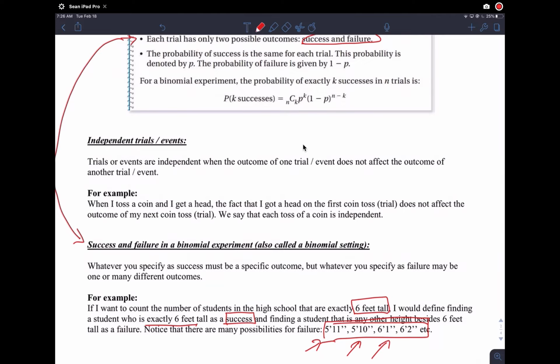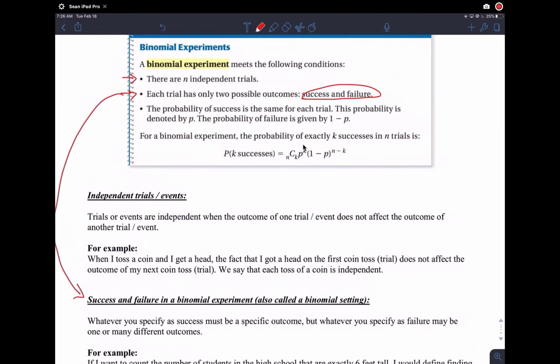Okay? So there's many options for failure and one for success, right? Or there could be one for success and one for failure, but it doesn't have to be binary like that. There can be more options besides just head or tail or something like that. Okay, so that's what we call success and failure. You must be able to say what we call success and what we call failure for the experiment or for the binomial setting. It's another way we call it binomial setting.